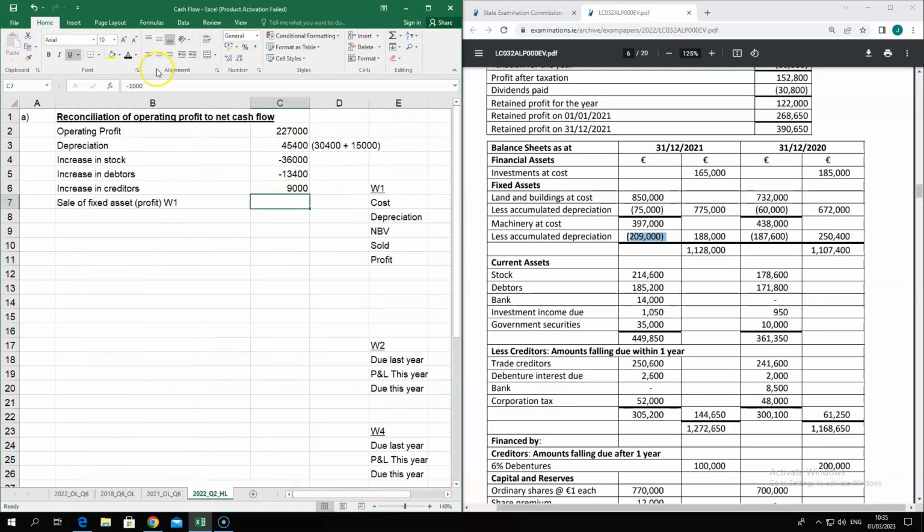Okay, profit isn't cash, so you take away 1,000 to get back to your cash. You add them up, and that's part A done. Okay, 231,000 net cash inflow from operating activities.